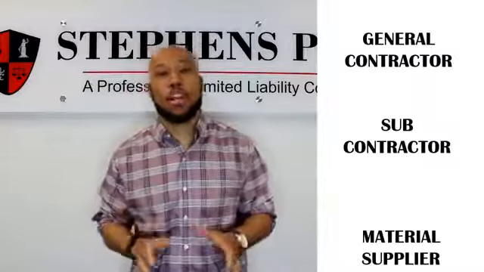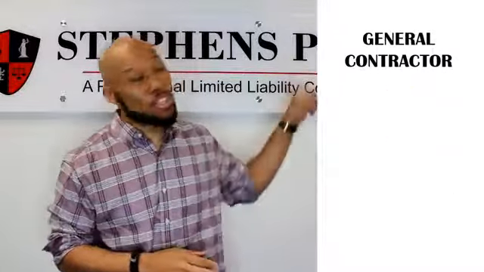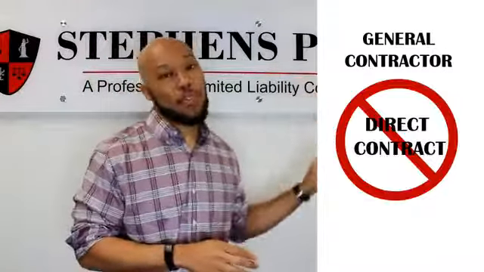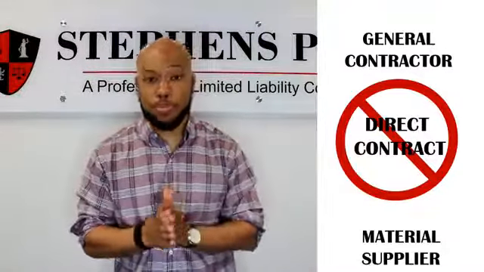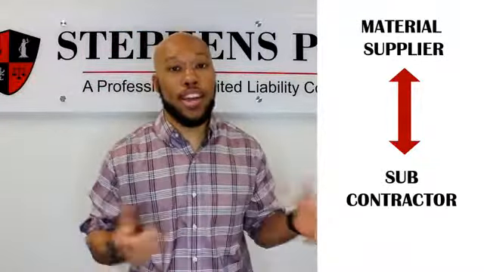Now, what happens a lot of times is the general contractor has a direct contract with the subcontractor. But that general contractor, like many of you, does not have a direct contract with that material supplier. So the contract for the material supplier actually exists between the subcontractor and the material supplier, and that's it.